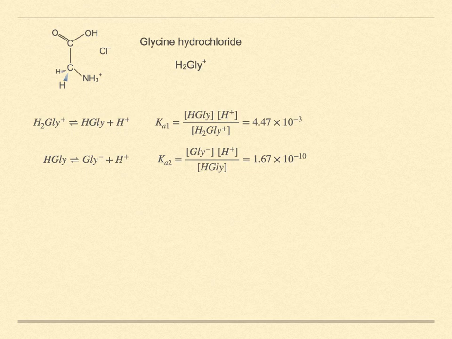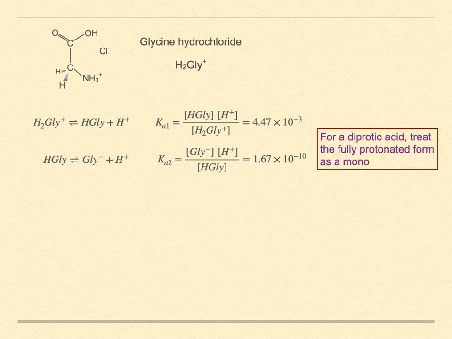If H2Gly+ is a weak acid and only partially dissociates, then H-Gly must be a really weak acid that will hardly dissociate at all. And also reflect on Le Chatelier's principle. If the first dissociation is pumping hydronium ions into the solution, those hydronium ions are, in the second reaction, going to drive it in reverse towards H-Gly and inhibit its dissociation. Bottom line, we can treat the addition of the fully protonated species as if it were a monoprotic acid. We can draw upon our previous mathematics then.